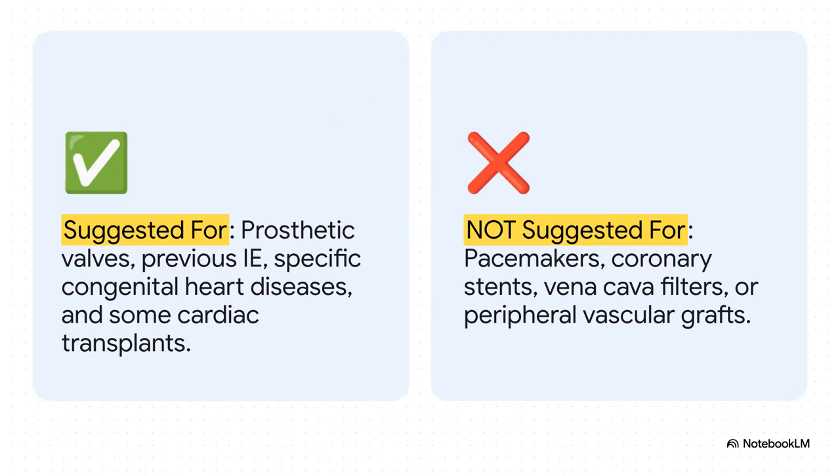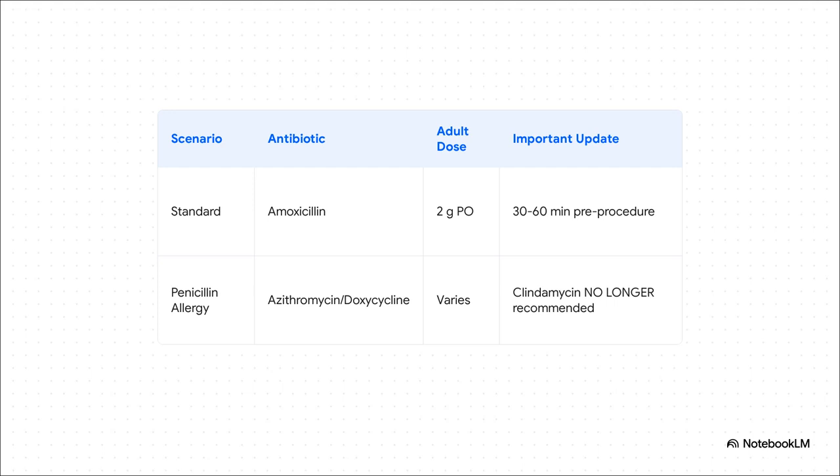And here's your cheat sheet. Prophylaxis is now only for the absolute highest risk patients. We're talking people with prosthetic valves, a past history of IE, or some very specific heart conditions. It is not recommended for a lot of common things like pacemakers or stents. And knowing this difference is so crucial for preventing unnecessary antibiotic use. For those who do need it, amoxicillin is still the top choice.